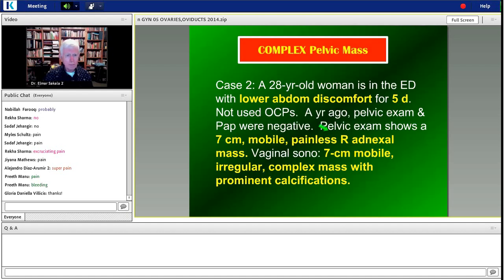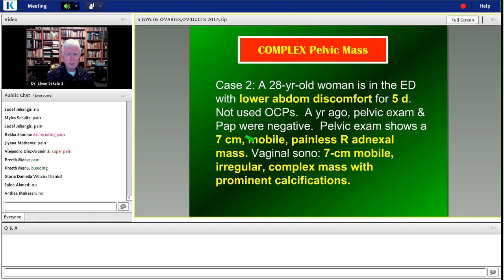Okay, let's look at a complex mass. A 28-year-old woman is in the emergency department with lower abdominal discomfort for 5 days. Is this acute onset? Well, not really. 5 days, it's not chronic either. See, it makes a difference if you have acute onset or if it's chronic. She has not used any oral contraceptive pills. A year ago, pelvic exam and pap smear were negative.